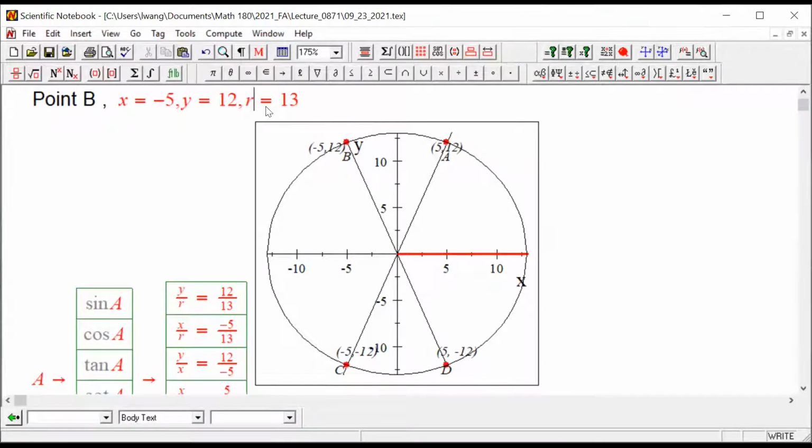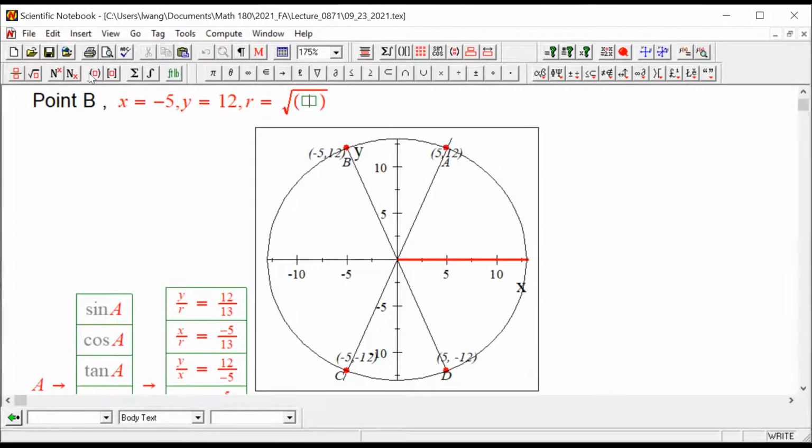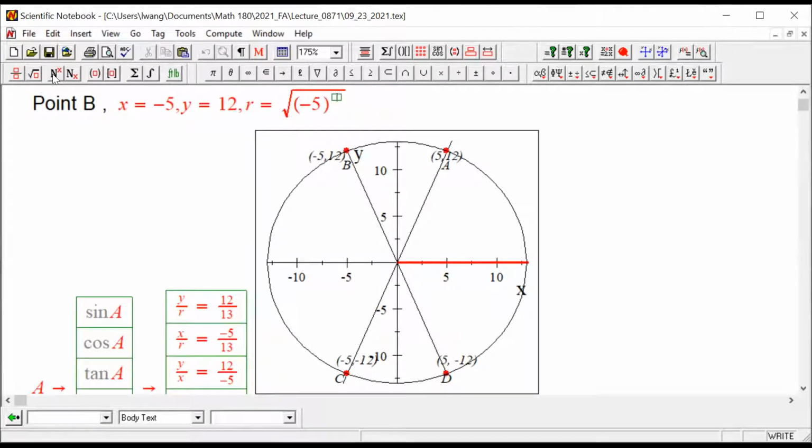R is 13 here. Actually, I wish you to go through the steps and do some numerical calculation. I think some of you probably need to do this to review your basic algebra. So you just plus 12 squared.